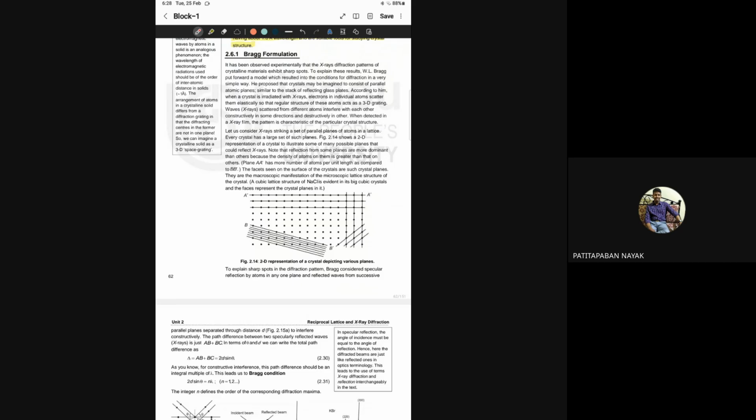Next, we move over to Bragg formulation or Bragg diffraction. What is Bragg diffraction? It is one kind of diffraction only. The diffraction phenomenon that you have studied in optics is diffraction only. But here, the object is a crystal. And what happens in a crystal?